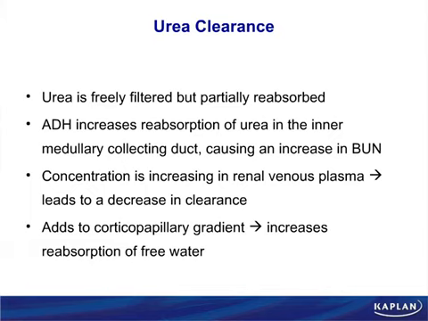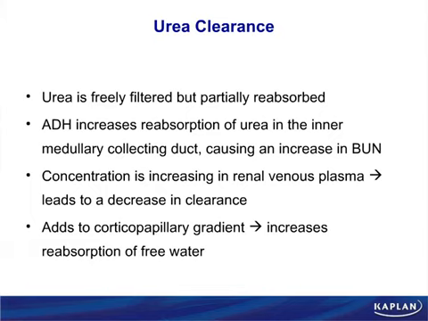Now, here's a very important concept. ADH increases reabsorption of urea in the inner medullary collecting ducts, and that leads to an increase in BUN. And that's a very important clinical indication for us. When patients have acute renal failure, we look at the BUN to creatinine ratio. If the BUN to creatinine ratio is elevated, that tells me that the patient has pre-renal azotemia because that patient is dehydrated, ADH levels are increased, and ADH leads to an increase in reabsorption of urea, leading to an increase in BUN. So if I have a high BUN to creatinine ratio, that tells me my patient is dehydrated.